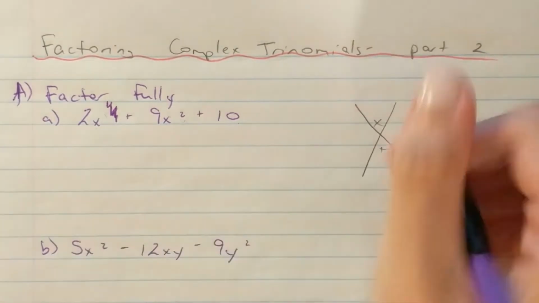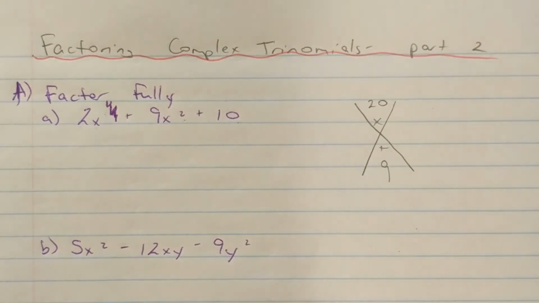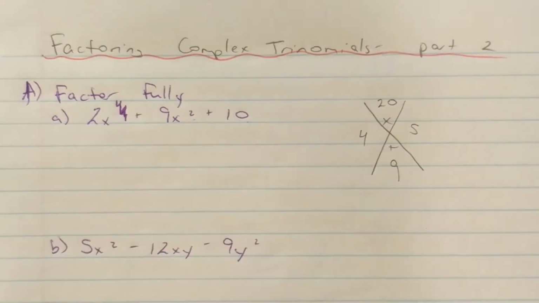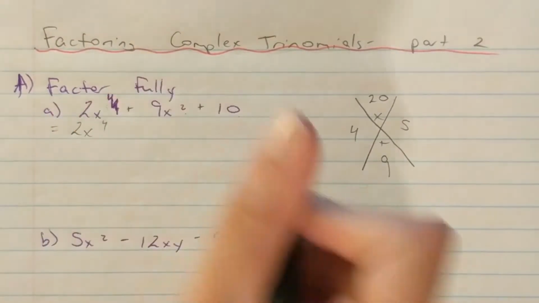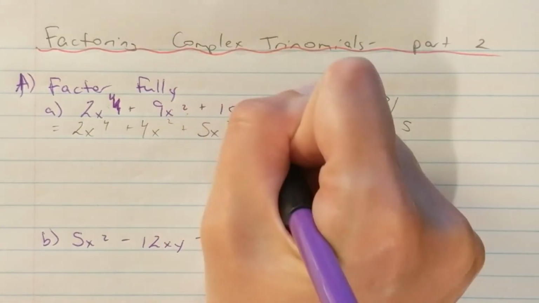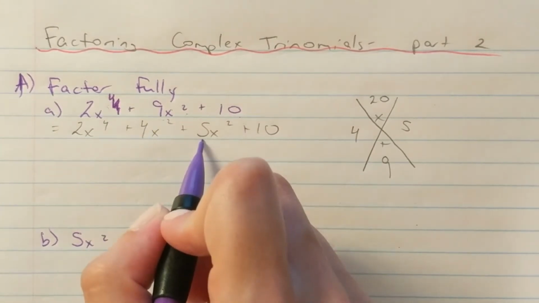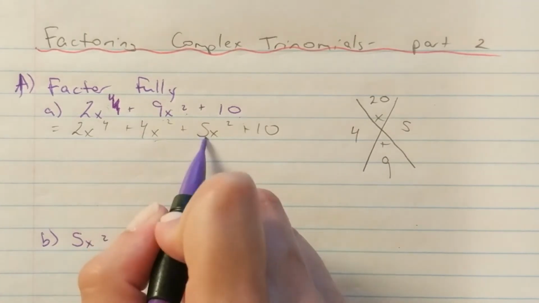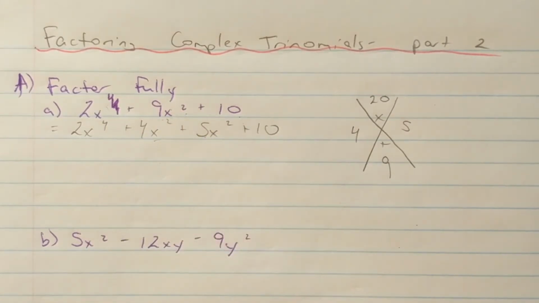We need to add to 9 and multiply to 20. In this case, the two numbers are 4 and 5. I'm going to follow the exact same strategy of decomposition here. 2x to the 4 plus 4x squared plus 5x squared plus 10. Recall, we're splitting up our middle term into these two parts. That's why I have an x squared attached to my 4 and an x squared attached to my 5. Not just x and y, they need to be x squared. They need to match the variable in the middle.